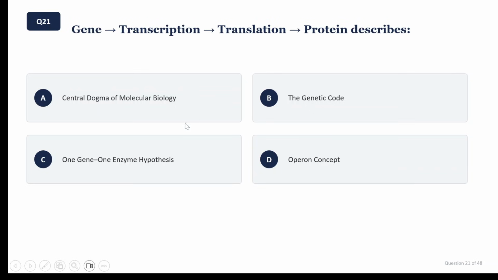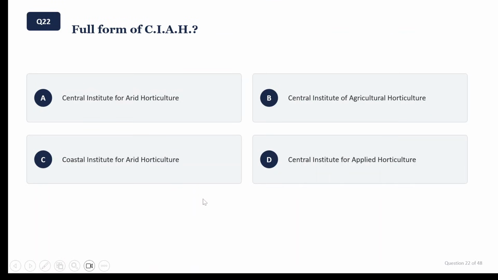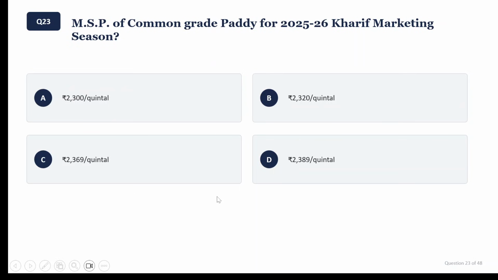These things are known as the central dogma of molecular biology. One gene, one enzyme hypothesis is by Beadle and Tatum. The operon concept, given by Jacob and Monod, explains gene regulation. CIAH, Central Institute of Arid Horticulture, Bikaner.